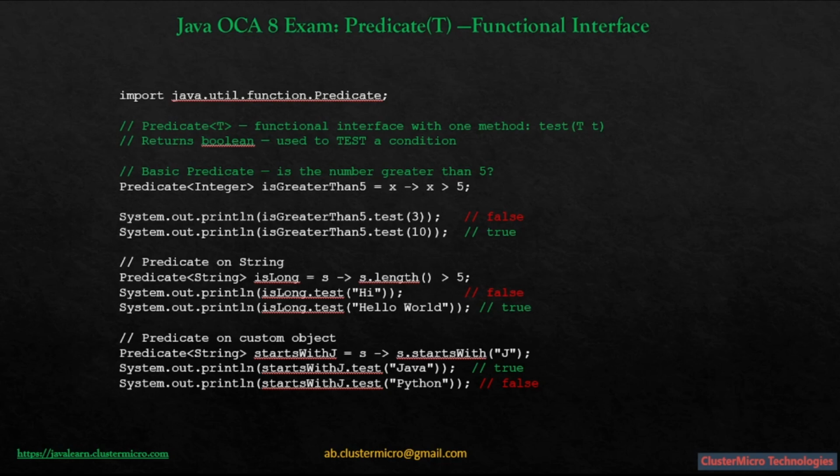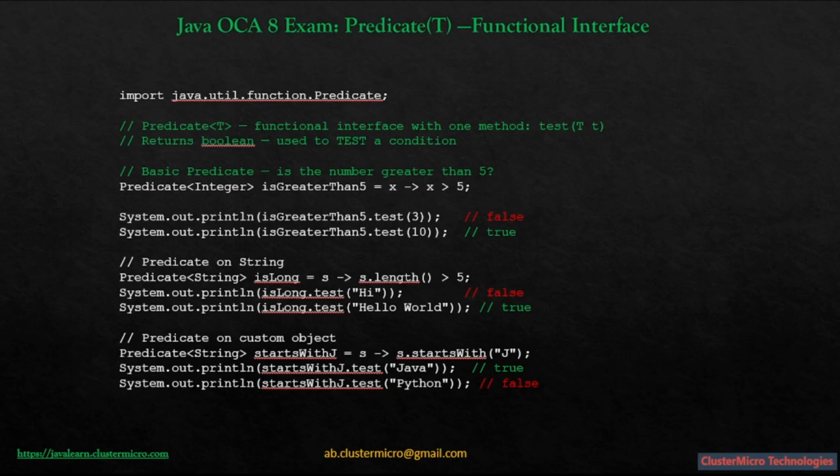So another Predicate on String is Predicate<String> startsWithJ = s -> s.startsWith("j"), then System.out.println(startsWithJ.test("java")), then it's true, and System.out.println(startsWithJ.test("python")), it's false, right? Same pattern, but it's a different condition. The predicate tests whether the string starts with the letter j. Java does, so it's true, and Python does not, it's false.